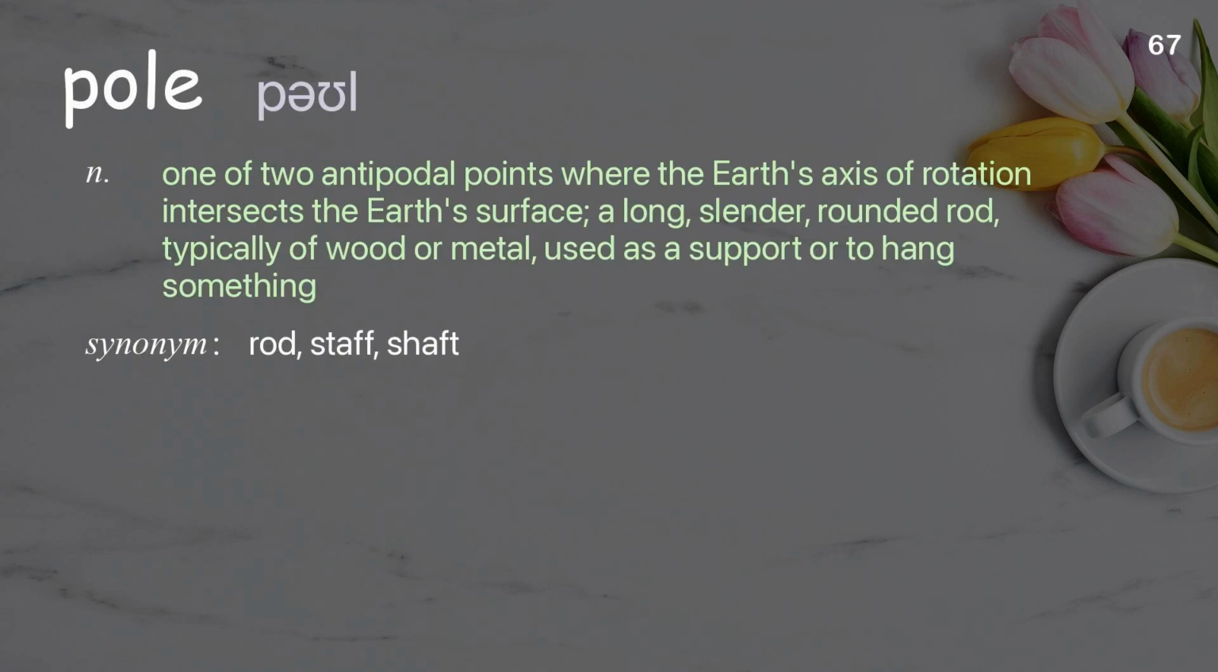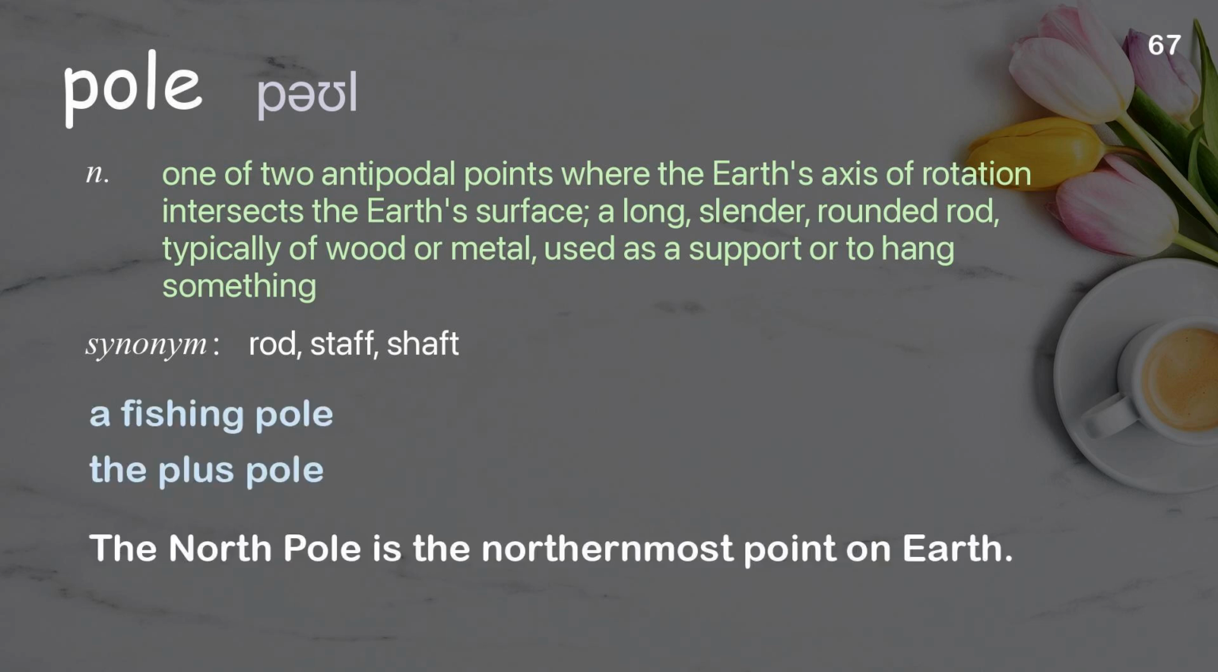Pole. One of two antipodal points where the Earth's axis of rotation intersects the Earth's surface; a long, slender, rounded rod, typically of wood or metal, used as a support or to hang something. Examples: A fishing pole. The plus pole. The North Pole is the northernmost point on Earth.